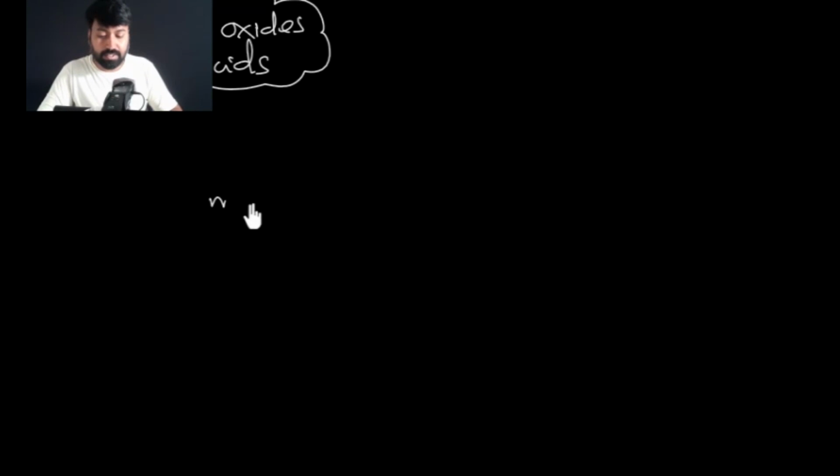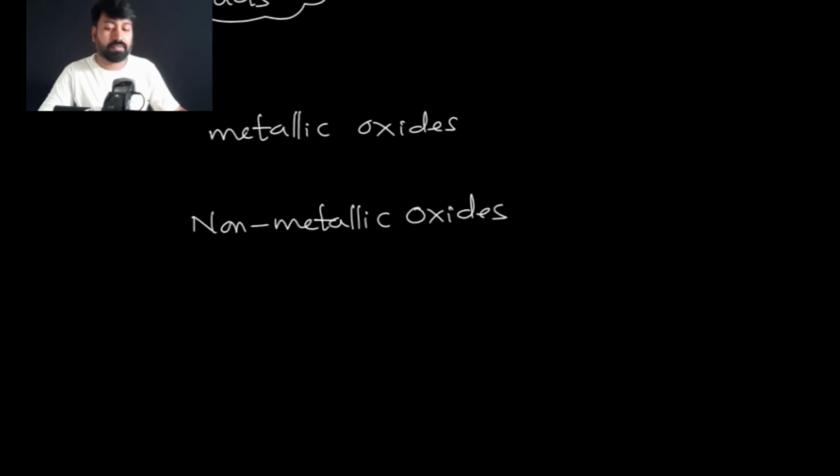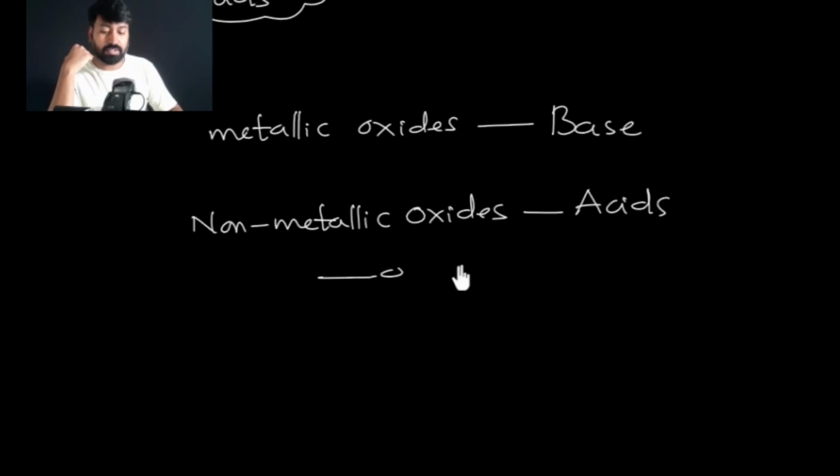Let me list out whatever we learned today. Metallic oxides and non-metallic oxides. There are two types of oxides we can categorize, right? One is metallic oxides, another one is non-metallic oxides. And metallic oxides act as a base, and non-metallic oxides act as acids. So hope you understood this part, students.